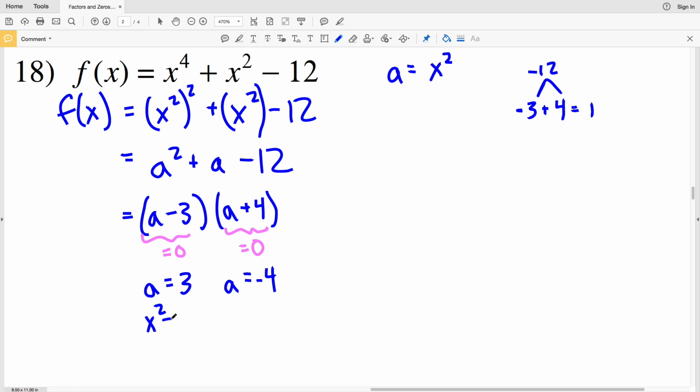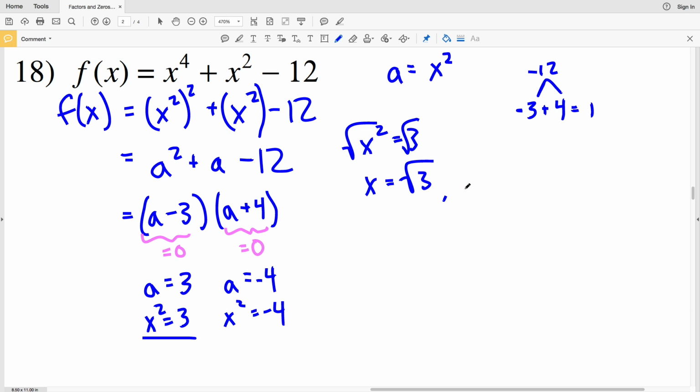So I'll have x squared equal to a positive 3 and x squared equal to a negative 4. So let's first look at when x squared equals a positive 3. X squared equals 3. I'll take the square root of both sides to get that x is equal to the square root of 3, and that also entails that x is equal to the negative square root of 3.